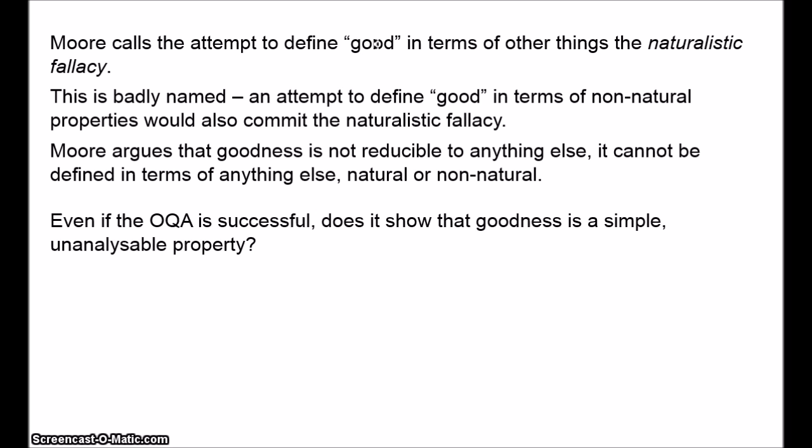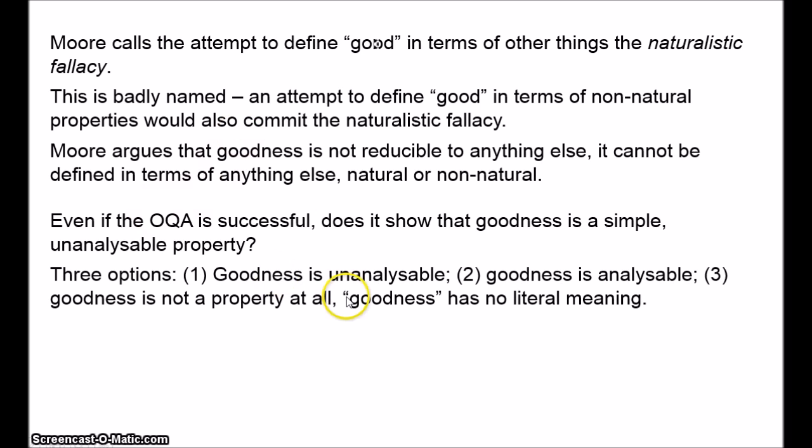Well, Moore himself points out that there are actually three options on the table. So first, as Moore suggests, goodness could be a simple, unanalysable property like yellow. Second, it could be a complex, analysable property that we can define in terms of other things, like bachelor. Or third, perhaps it's not a property at all. Perhaps the word goodness simply has no literal meaning, so that to say giving to charity is good is not really to express a meaningful proposition.